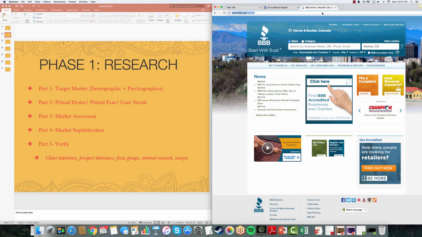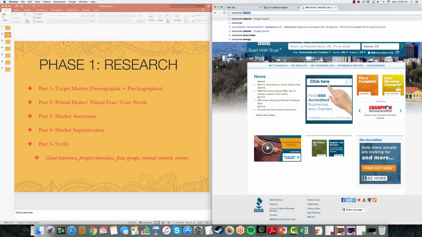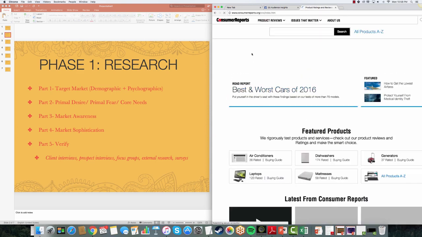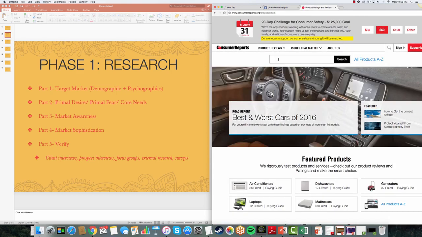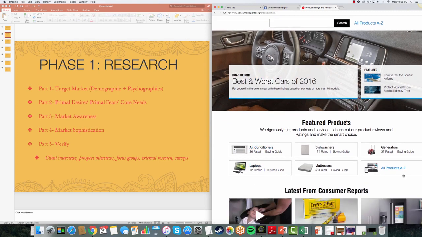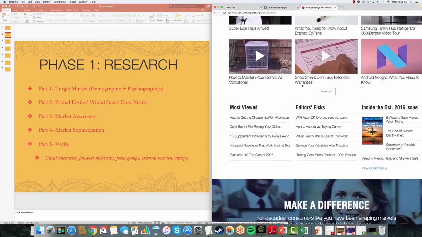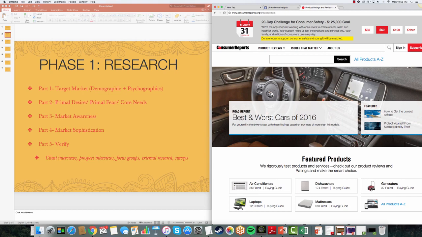Now we can start looking at some of these sites that maybe have some bad reviews on them, like Consumer Reports. Consumer Reports is an organization where you can type in a specific type of product and get specific product reviews from buyers who are interested in anything from air conditioners to laptops, generators, and everything in between, EpiPens, all of it. This is a wealth of information for you guys to go look and try and find out who the buyers are in your marketplace, and then figure out what their demographics and psychographics are.